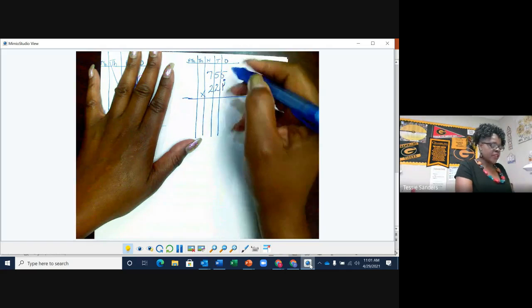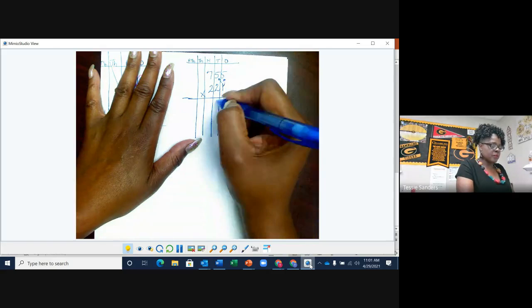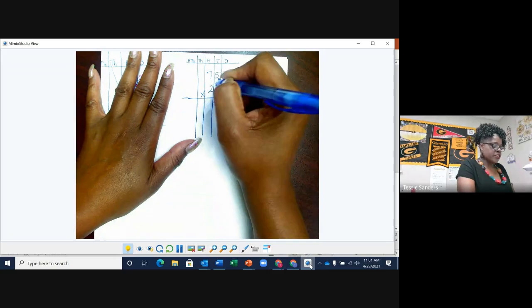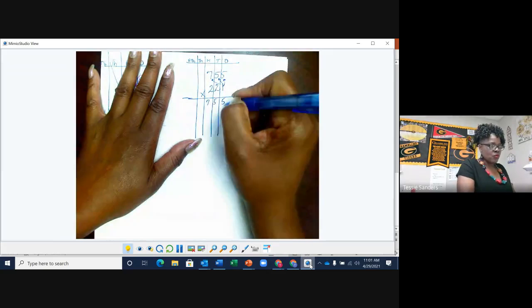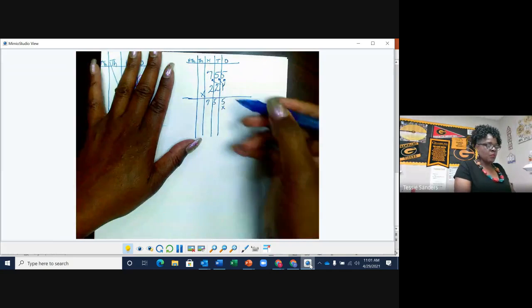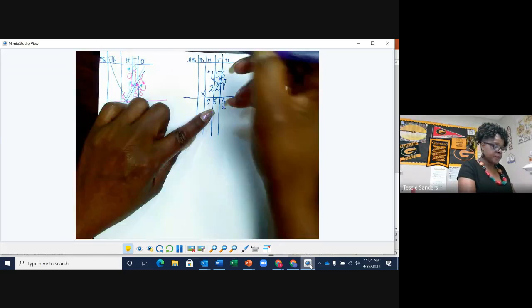1 times 5 is, let us hear you. 1 times 5 is, 1 times 7 is, okay, write your X and move to the tens place. Now we're going to pick up the speed.